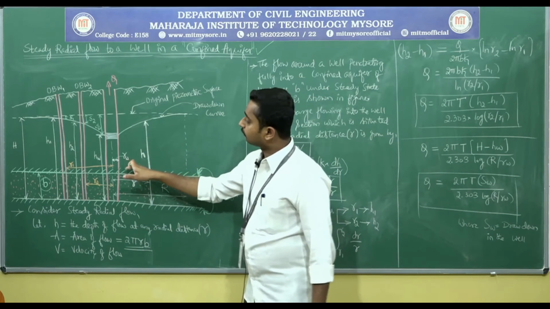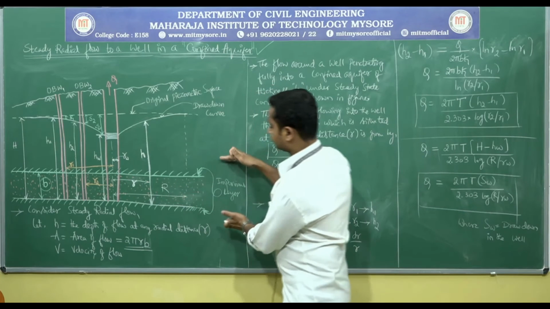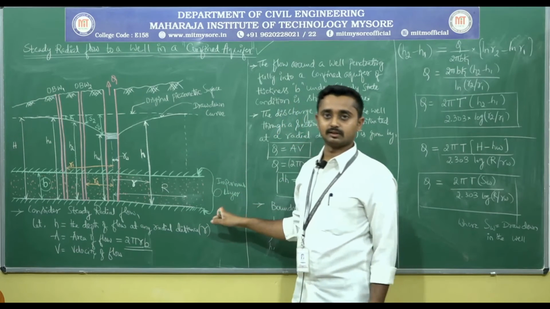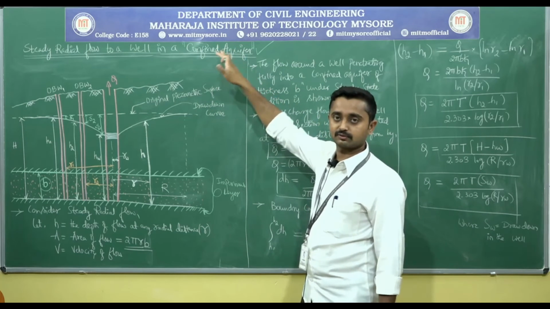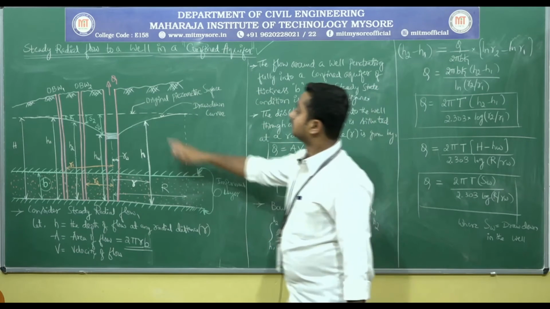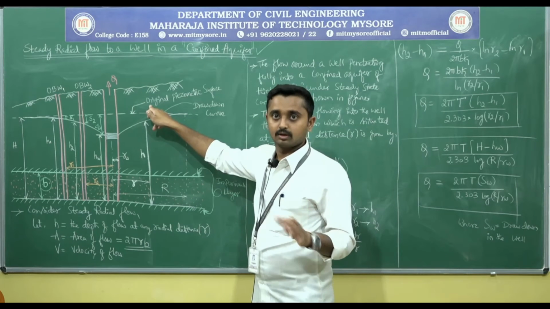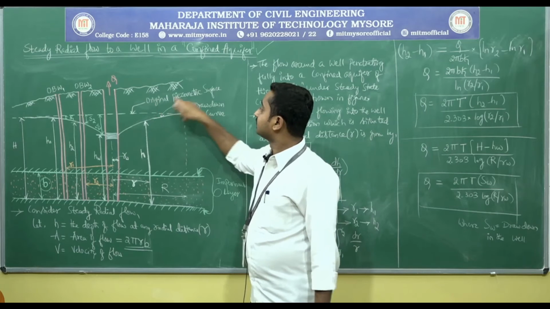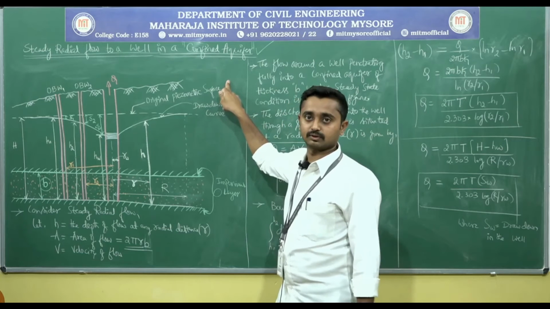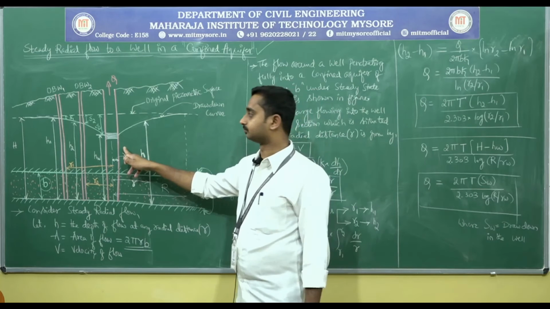The radius of the pumping well is RW, very similar to the previous one, except that in this case the water is confined between two impervious layers, because this is for a confined aquifer, while the previous one was for an unconfined aquifer. In an unconfined aquifer, the water level is open to atmosphere, but here we have the piezometric surface. That is the second difference from the previous one: the drawdown curve, the cone of depression.